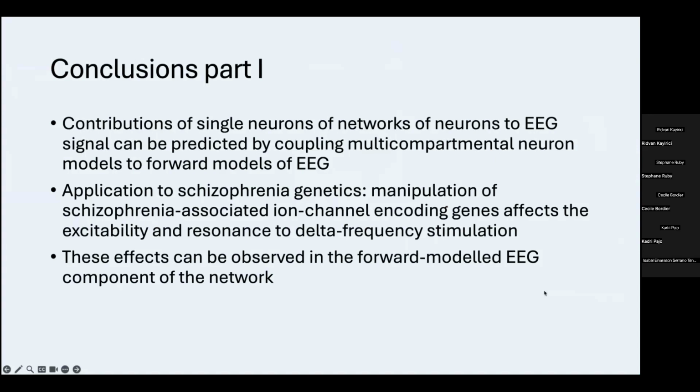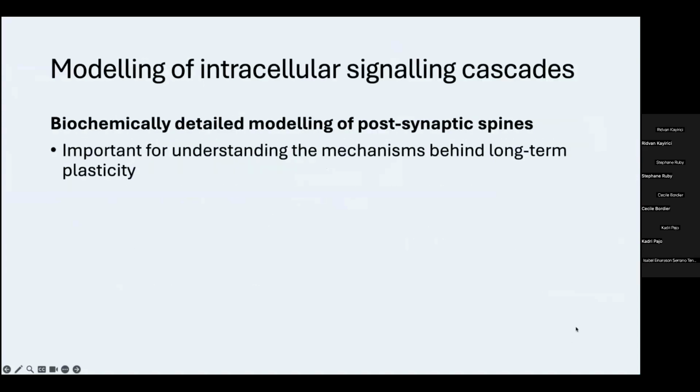So why model intracellular signaling cascades, especially if you're interested in plasticity? Because many, if not all, aspects of neuron dynamics at the millisecond and even second scale can be modeled with the conventional models that I showed before. But when you want to know what is really causing these slower time scale phenomena in neurons, such as plasticity, we need to understand the intracellular signaling cascades underlying it.